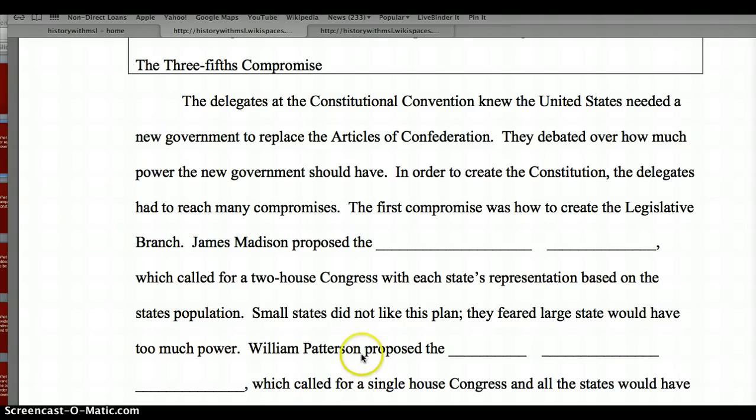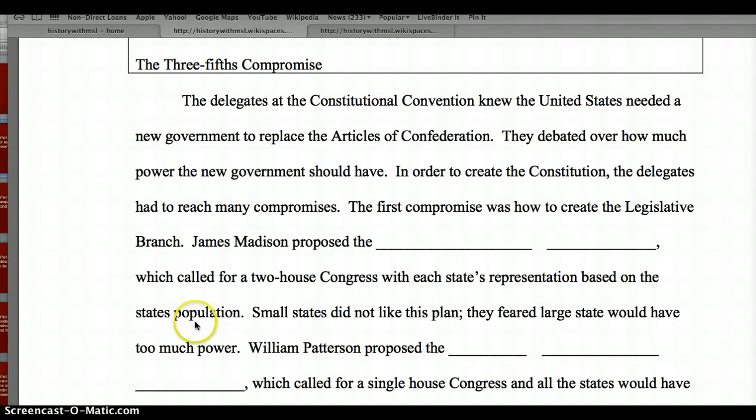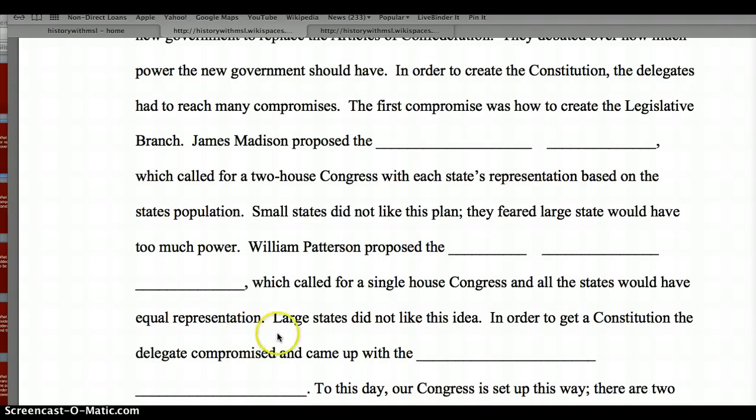So William Paterson proposed the New Jersey plan, which called for a single-house Congress and all the states would have equal representation. Large states did not like this idea. In order to get a constitution, the delegates compromised and came up with the Great Compromise, which will be later on in your review sheet.